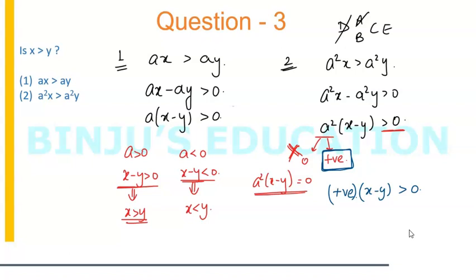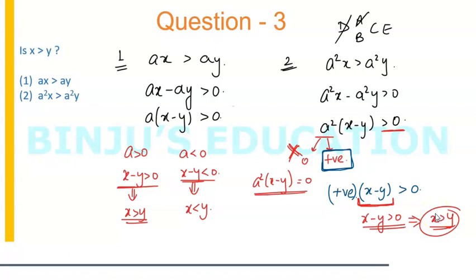That will also contradict the fact. So the only possibility that X minus Y can carry is that X minus Y has to be greater than 0, which means x has to be greater than y. This is the only possibility that we have.